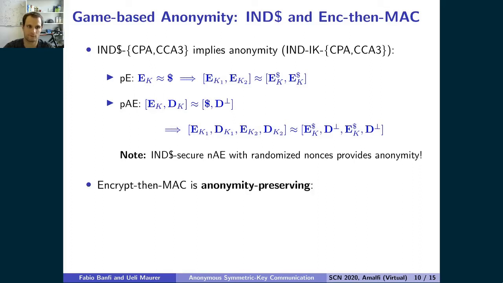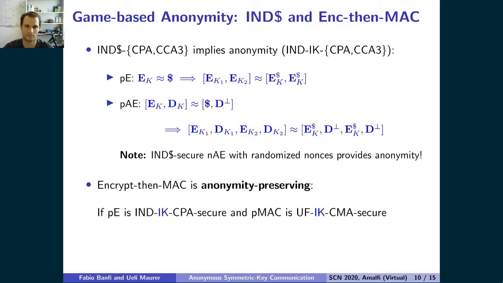We also show another important result, namely that the paradigm of Enc-then-MAC, which is used to transform an encryption scheme plus a MAC scheme into an authenticated encryption scheme, preserves anonymity. And what we mean is that if we have a PE scheme which has indistinguishable ciphertext and indistinguishable keys, and we have a MAC scheme which is unforgeable and also has indistinguishable keys, then the resulting authenticated encryption scheme will also have indistinguishable ciphertext and indistinguishable keys.